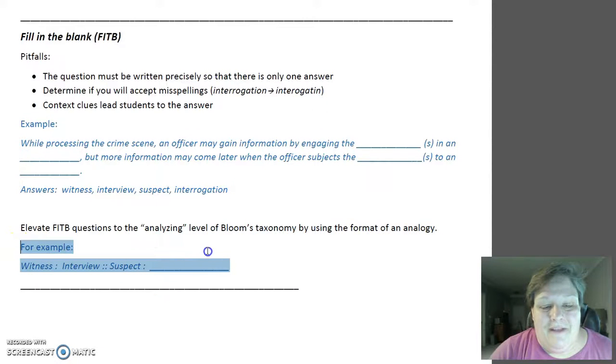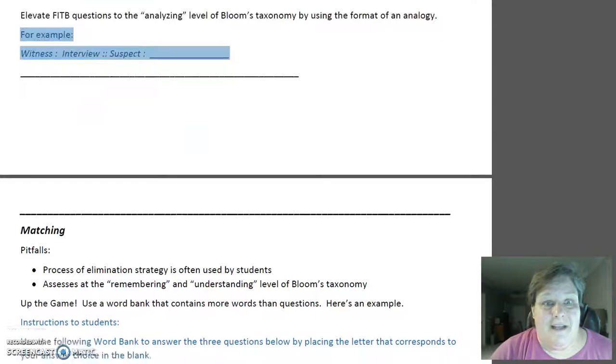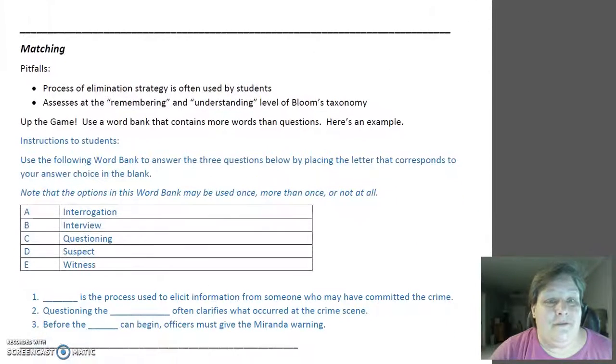So instead of having the paragraph I showed you above, you would set it up to be witness is to interview as suspect is to blank. And the correct answer, of course, would be interrogation. So that's one way to modify the fill in the blank so that it's truly testing the student's knowledge, and it's a lot easier for you to write and for us to put into Blackboard.